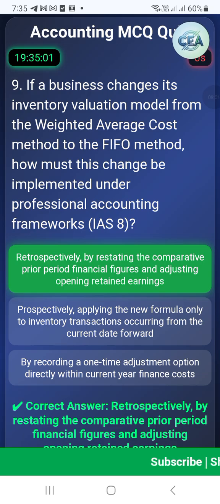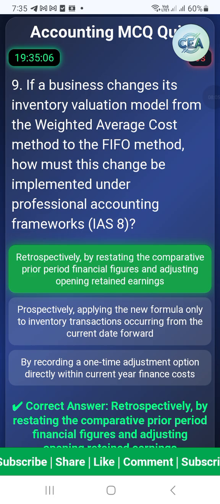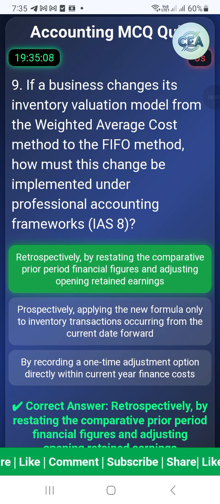Correct answer is retrospectively, by restating the comparative prior period financial figures and adjusting opening retained earnings.